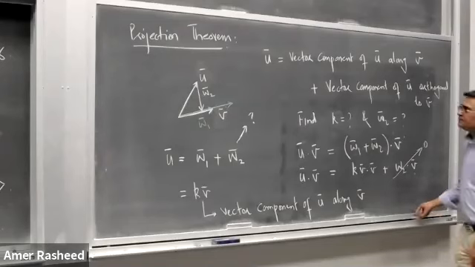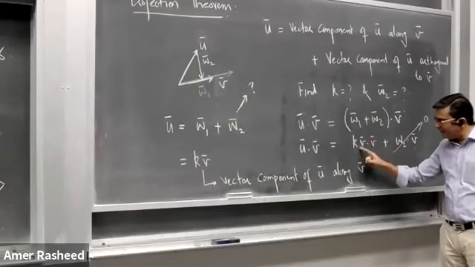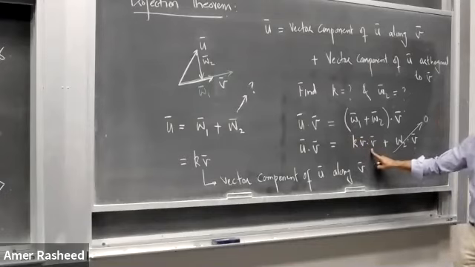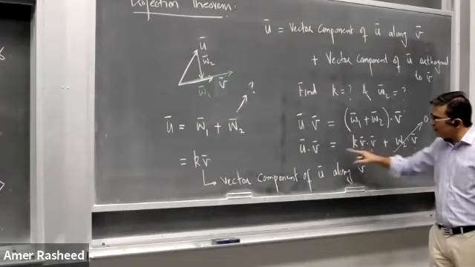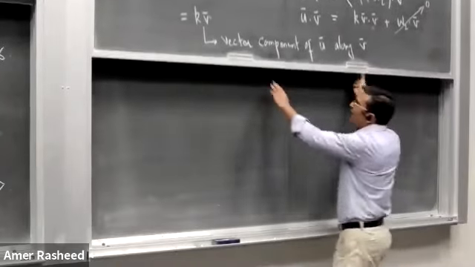I hope you got it. Now if this dot product is 0, then we can find the value of k from here. What is this? V dot v is norm of v squared. We can divide this norm of v squared on the other side and obtain the value of k.